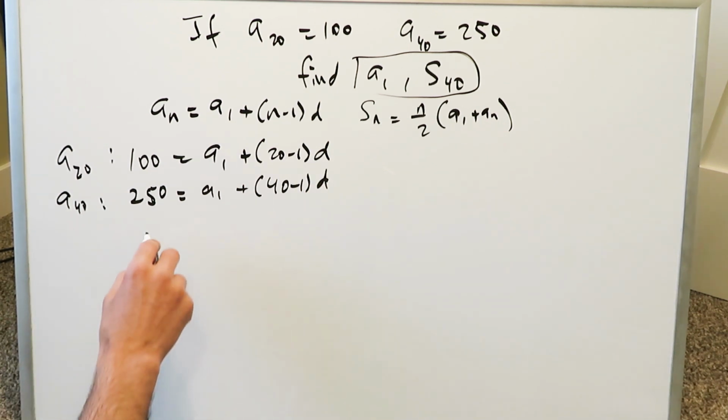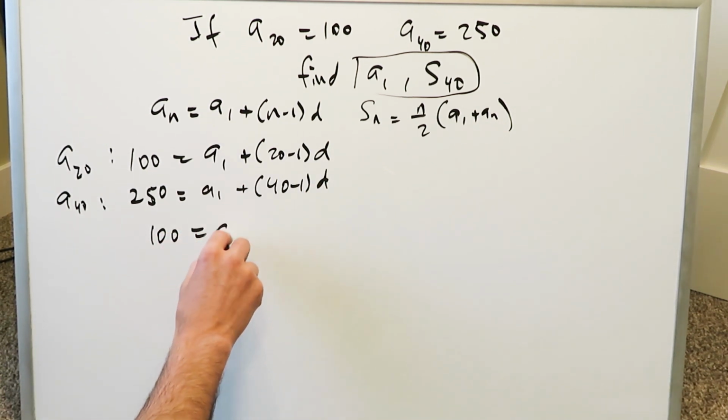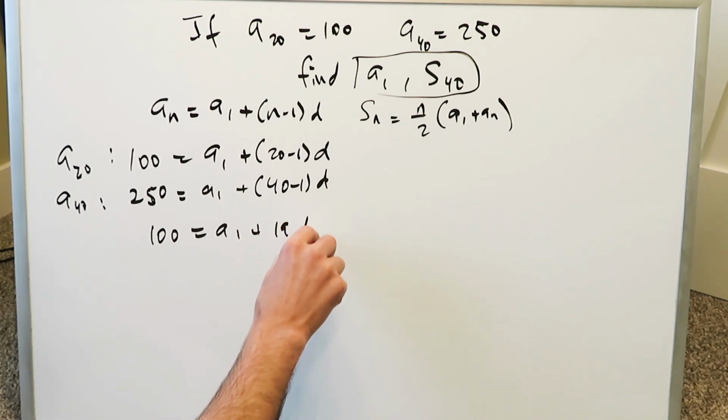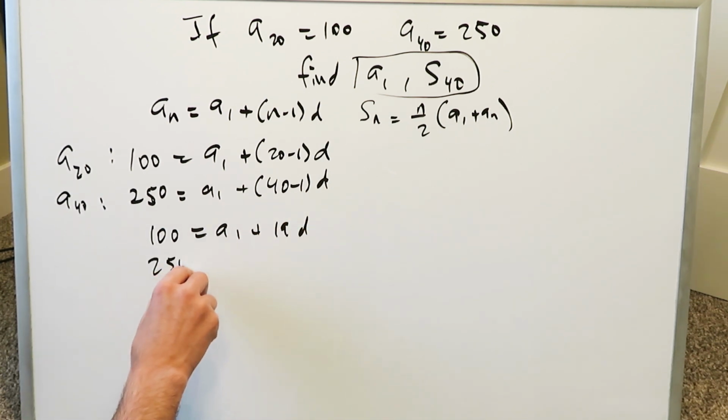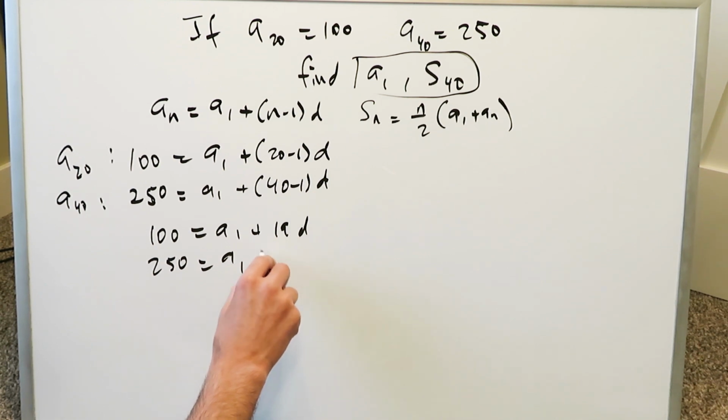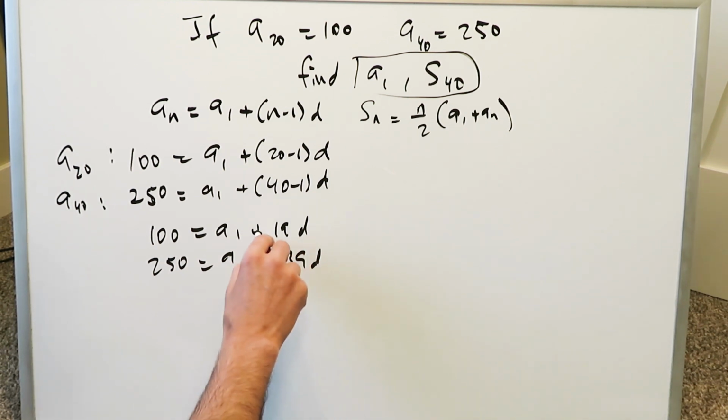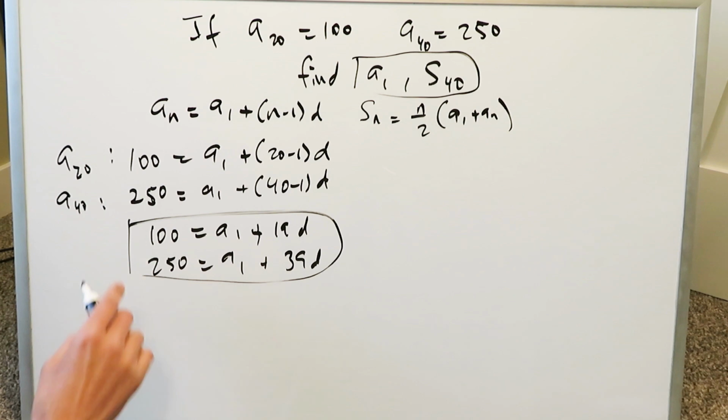But when you simplify all of this, look what happens. You have 100 is equal to a1 plus 19d, and then from here you have 250 is equal to a1 plus 39d. When you look at this right here, you have a system of linear equations. You can solve this out.